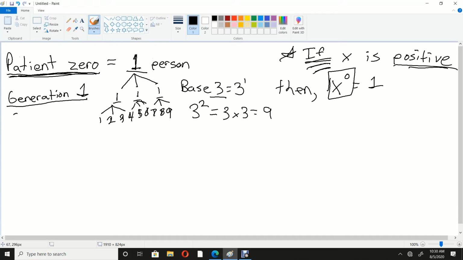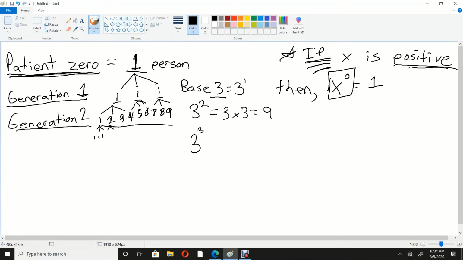And you can see this is generation 2. This is the second generation. In this generation, there were 9 people involved in this situation. And as we go down, base is still 3, so all these people are going to get 3 more people. So 1, 2, 3, and it's going to go on like that, right?